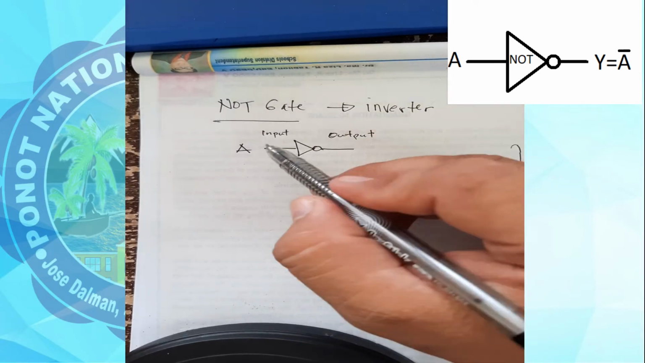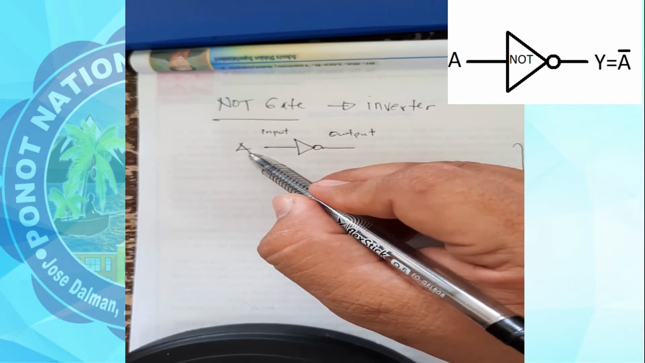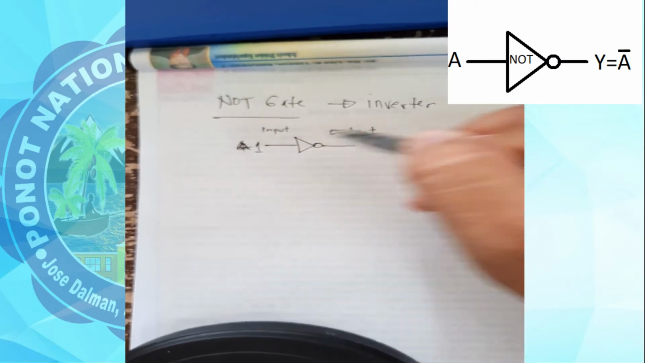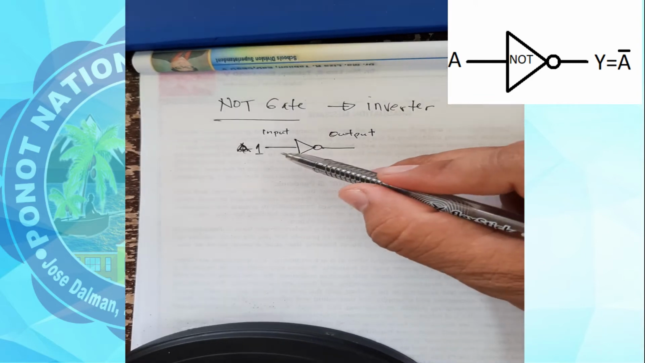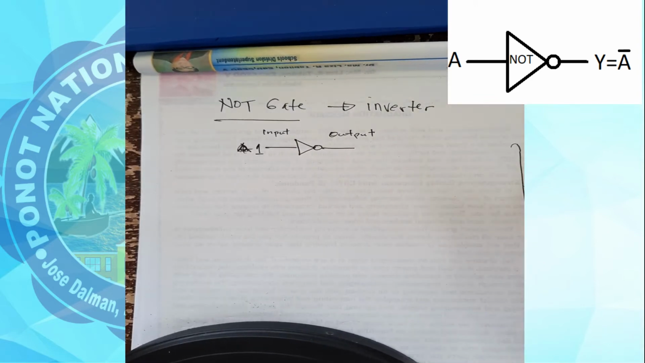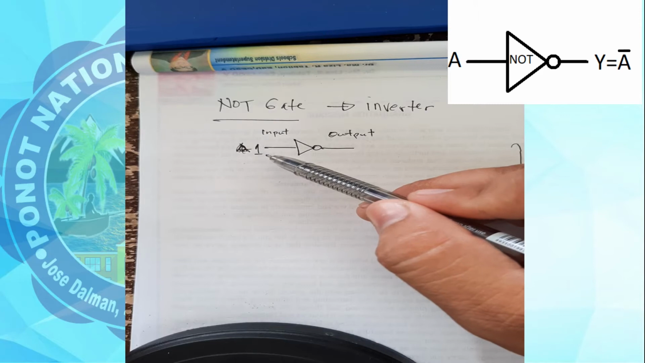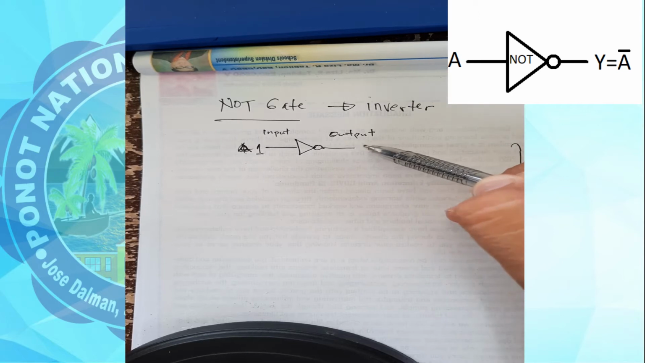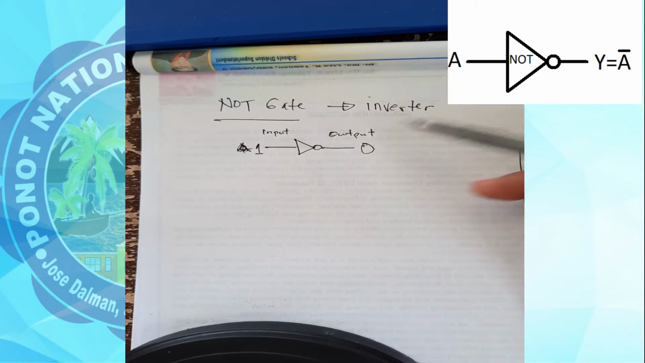So, say for example, if mag-input siya ng 1, so anong kabaliktaran ng 1 in a logic circuit? Sa logic circuit kasi, dalawa lang ang numbers na makikita natin because it is in terms of binary. So, if it is not 1, then that is 0. Only 0 and 1 ang makikita natin. Meaning on or off. So, say for example, if ang input mo is 1, so ang output is the inverted value. So, that is 0. Okay, klaro.